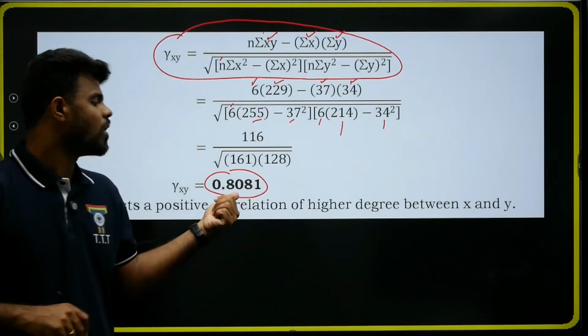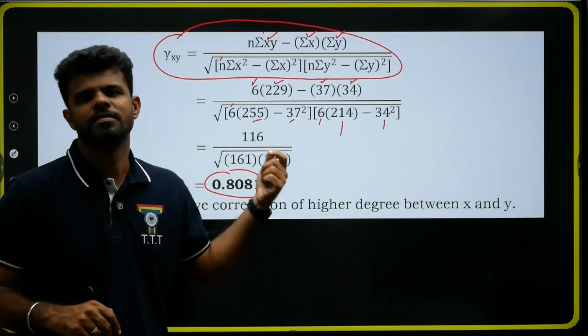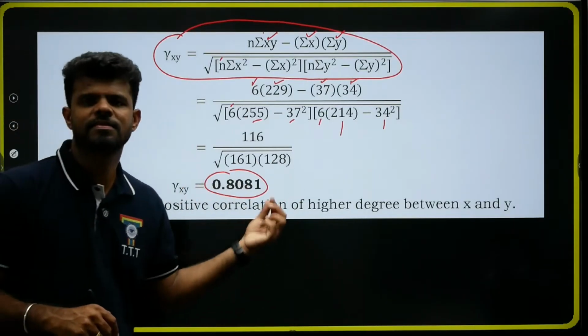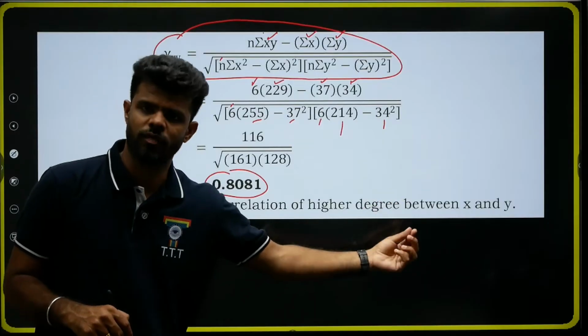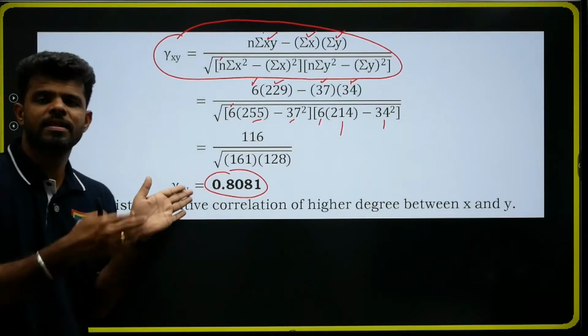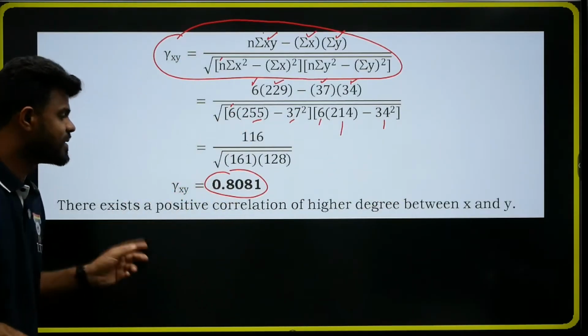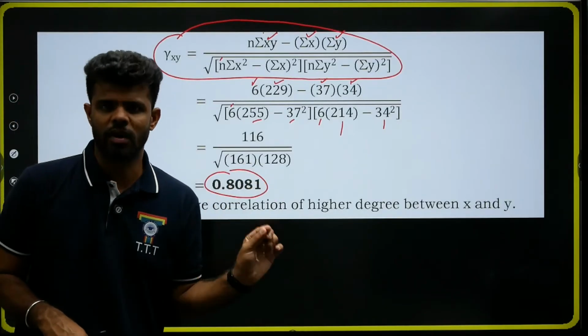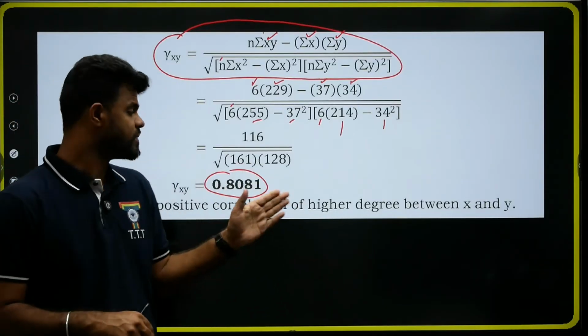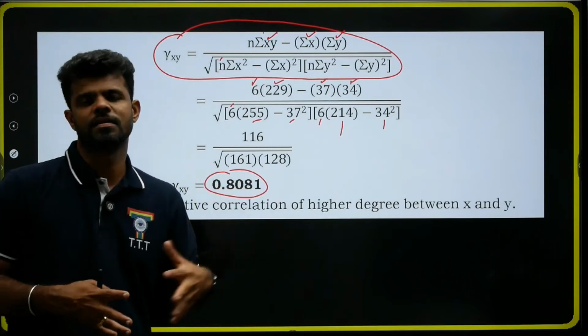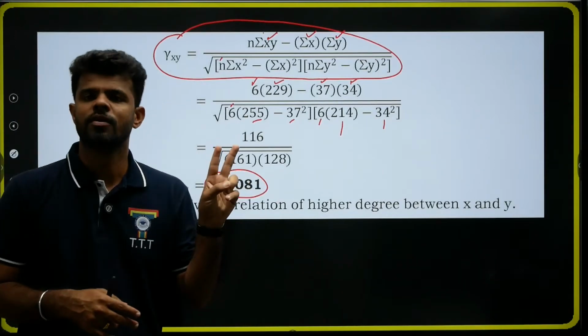So here we got the answer is positive. Therefore you can write that there exists positive correlation between two variables, or if it is more than 0.5 you can say that there exists higher positive correlation between two variables. So that is how we should calculate Karl-Pearson coefficient of correlation for the two variables.